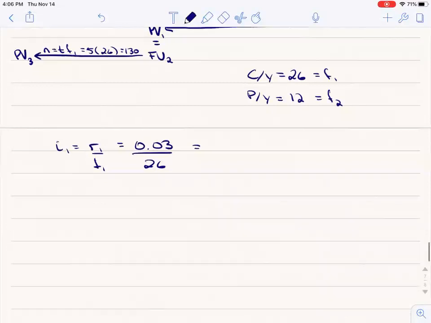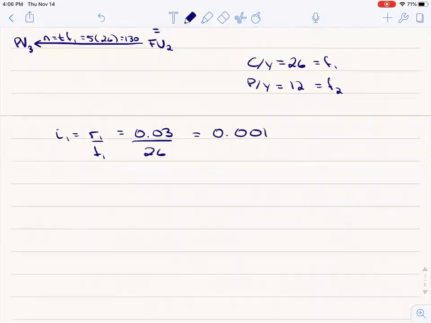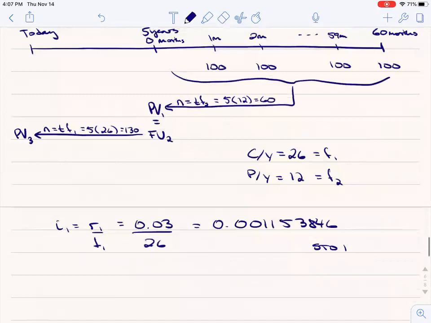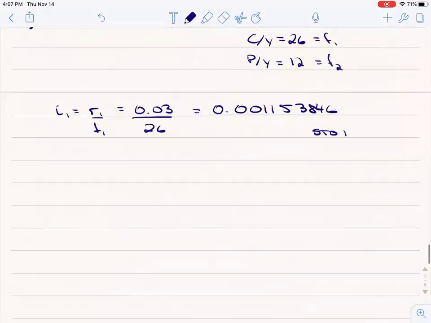0.03 divided by 26 is 0.0011538846, which of course I'll store in 1. This is going to be the interest that we use for our compound interest section, when we didn't have to adjust to match the payment frequency. But for the payments, I have to find I2. So I2 is (1 plus I1) to the power of F1 over F2, minus 1.